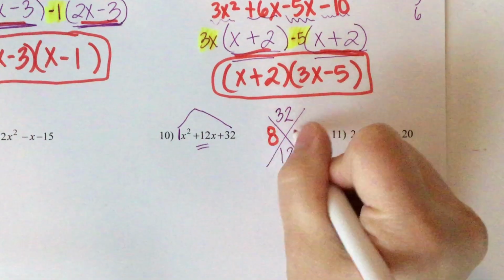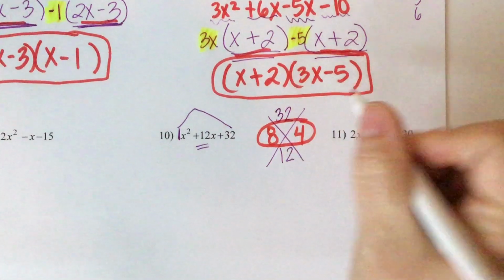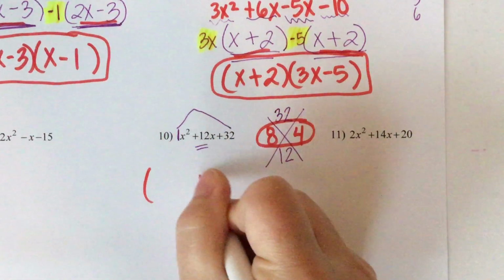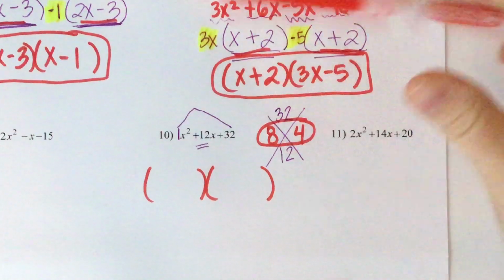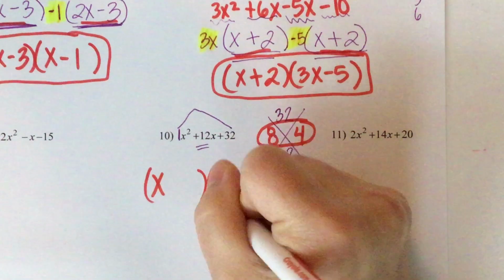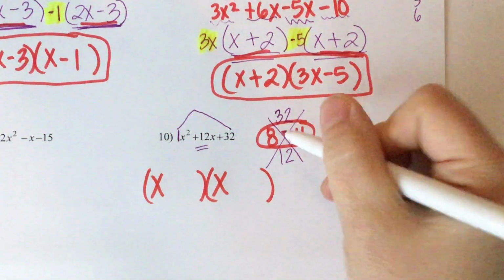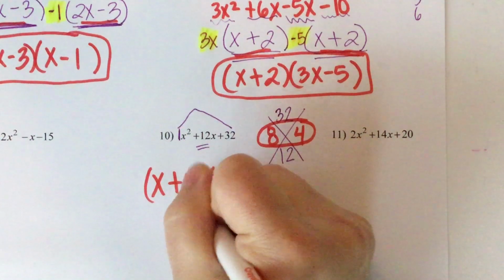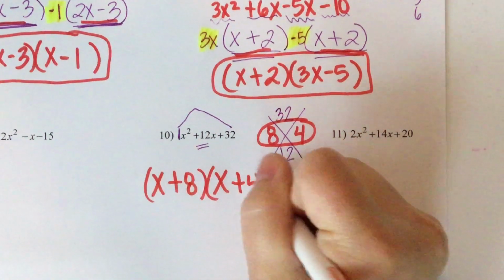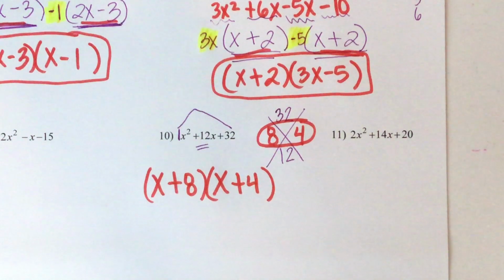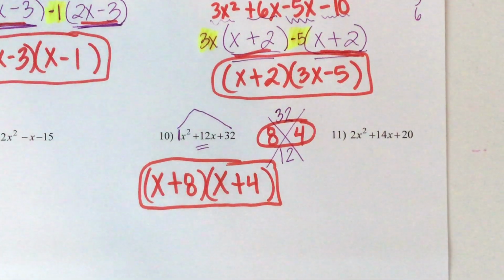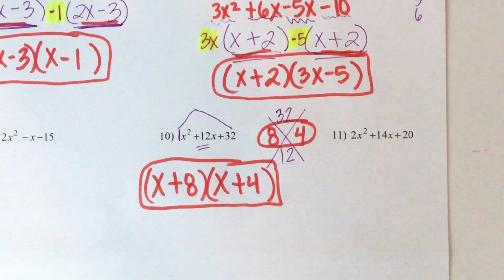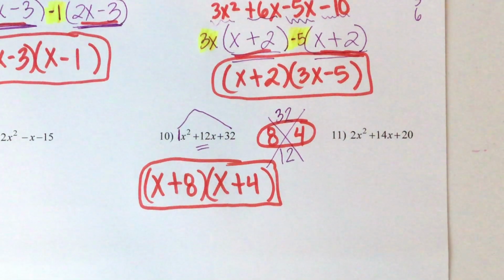8 and 4. Okay, now because it's the easy one, I can go straight to my answer. Whatever letter the problem's using goes in the front, and then you just write your numbers down. That's a positive 8. That's a positive 4. And that's my answer. Now, for anybody who wanted to drop, replace, drop, you could do it. I don't, because this is faster.